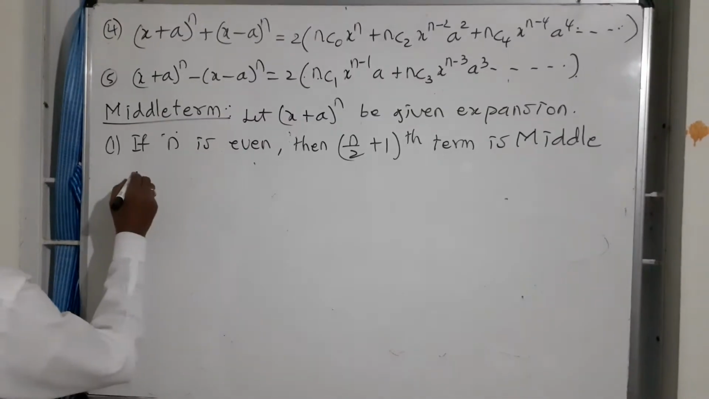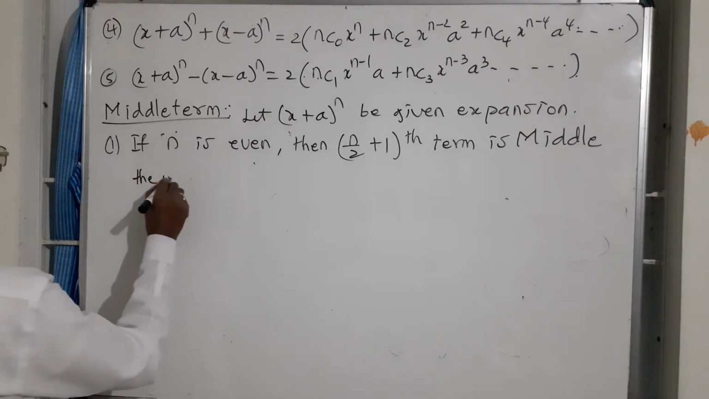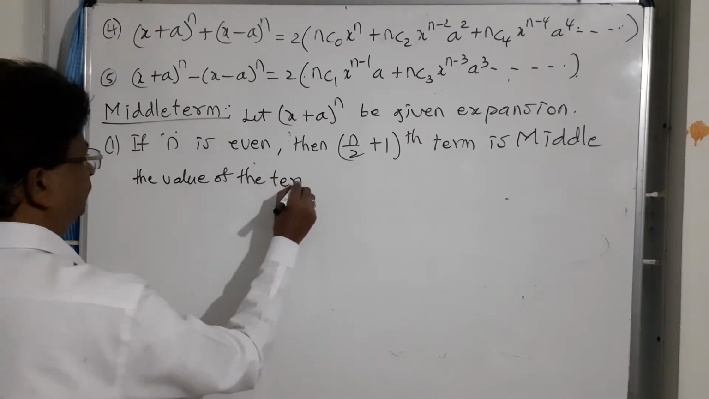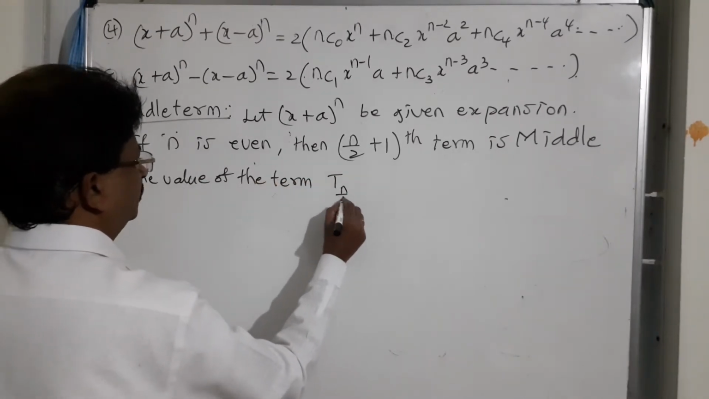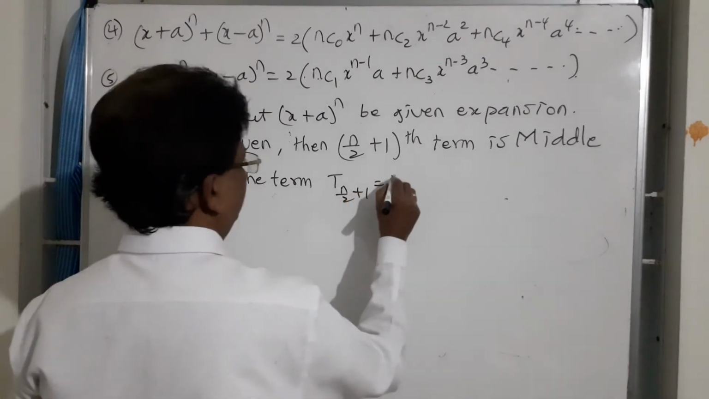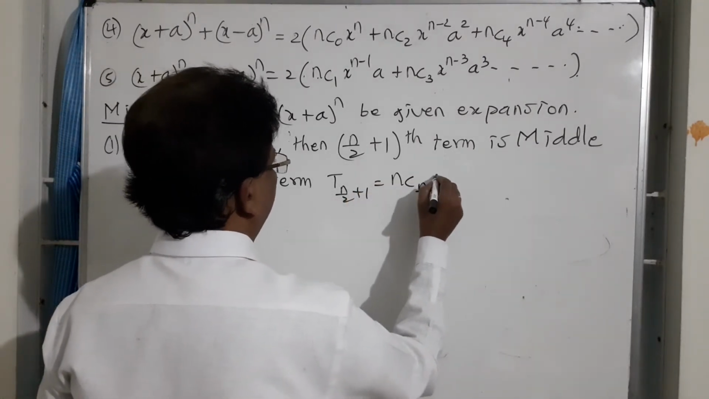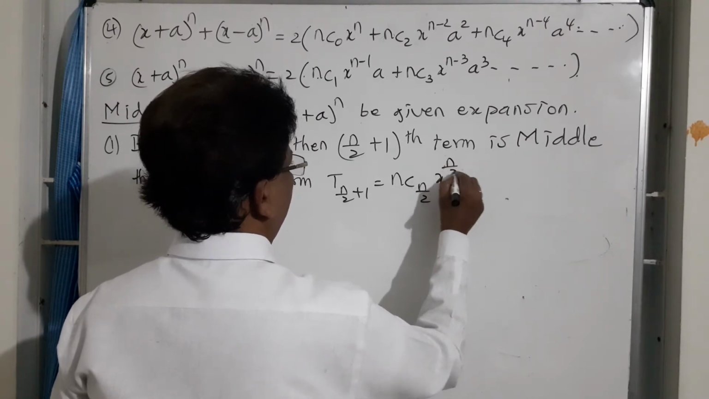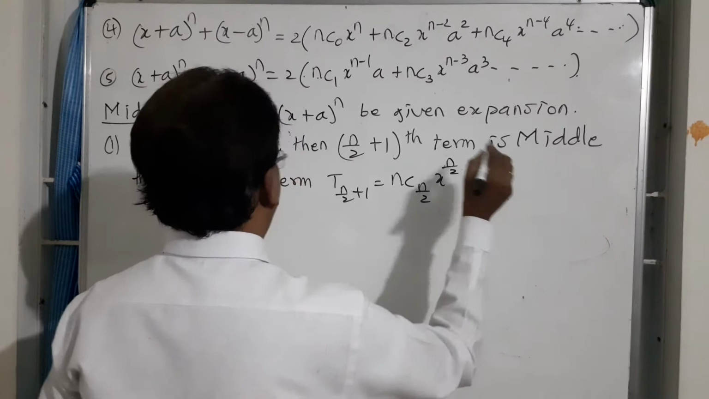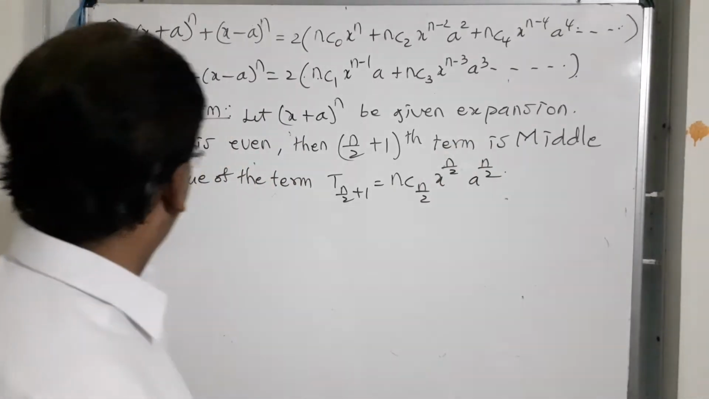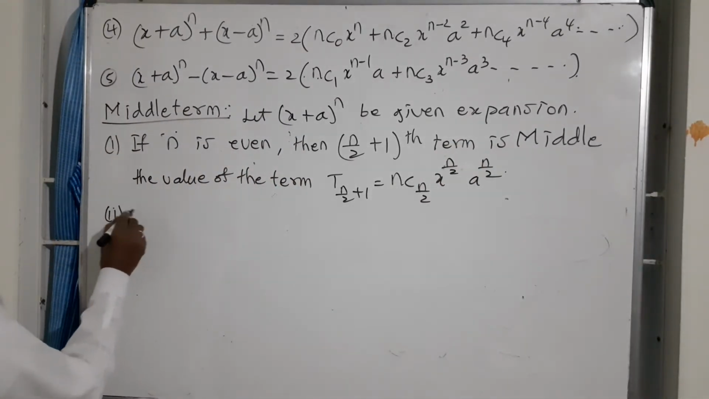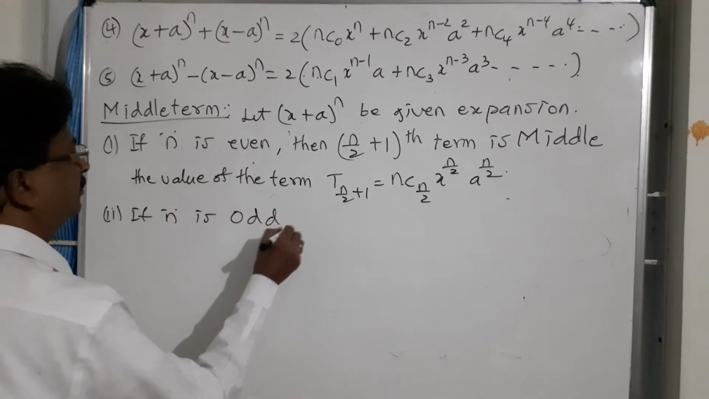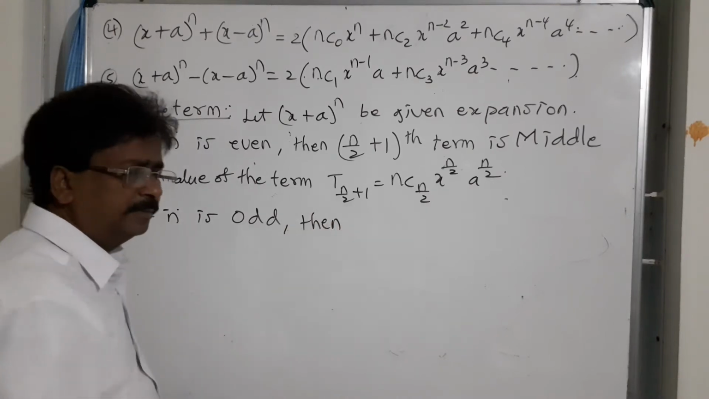The value of the term T(n/2 + 1) is equal to nC(n/2) x^(n - n/2) a^(n/2), that is nC(n/2) x^(n/2) a^(n/2). Okay, if n is an even number. Next, if n is an odd number, then which terms are the middle terms?